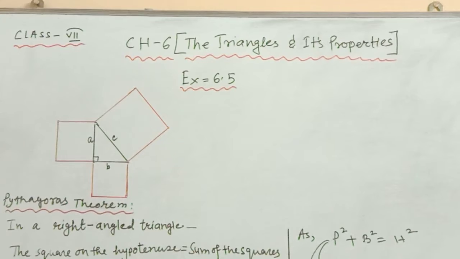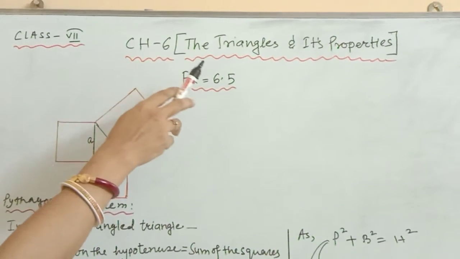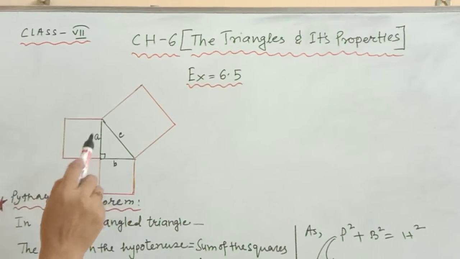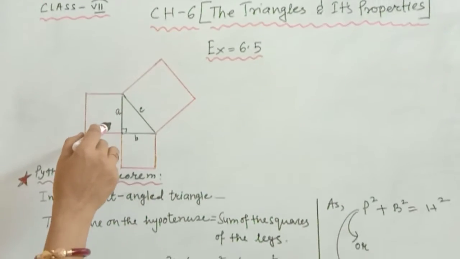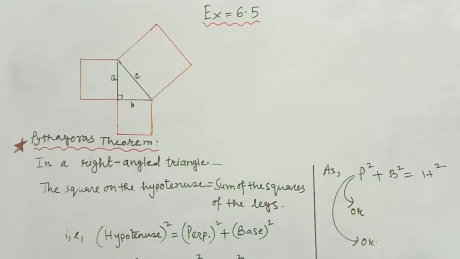Today we will do exercise 6.5 from chapter 6, Triangles and its properties. Today we will start a new exercise. So before starting the exercise, we want to discuss something.